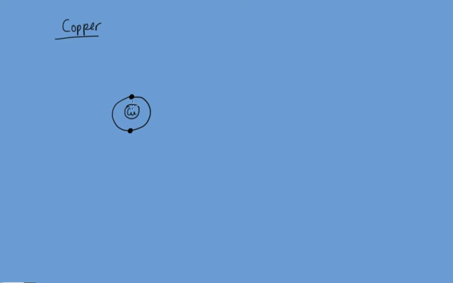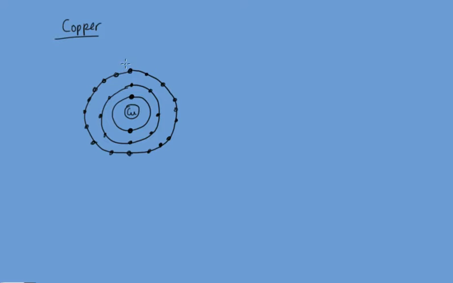In the first energy level, we have 2 electrons. In the second energy level, we have 8 electrons. 1, 2, 3, 4, 5, 6, 7, 8. In the third level, we have 18 electrons. So let's draw our 18. 1, 2, 3, 4, 5, 6, 7, 8, 9, 10, 11, 12, 13, 14, 15, 16, 17, 18. They're a bit squished in here.